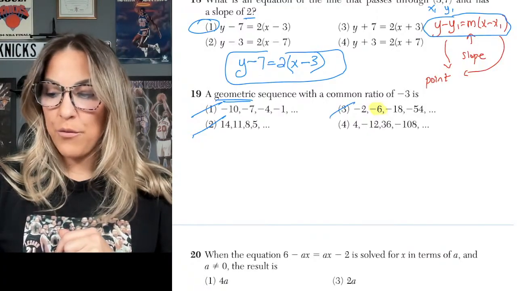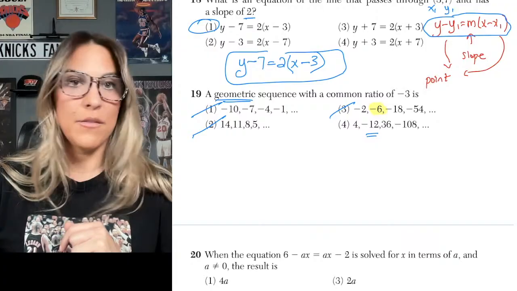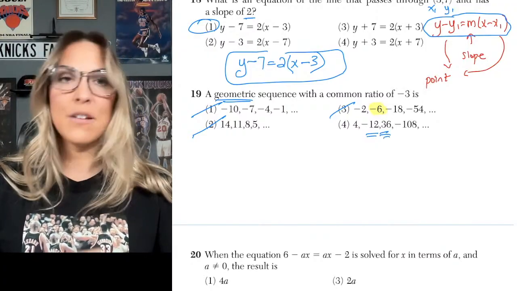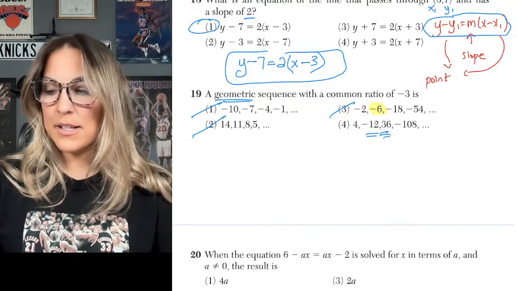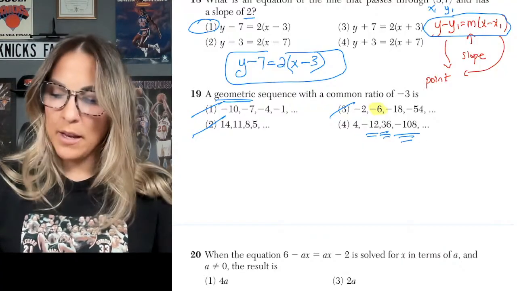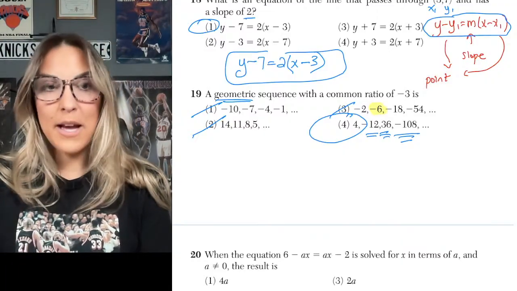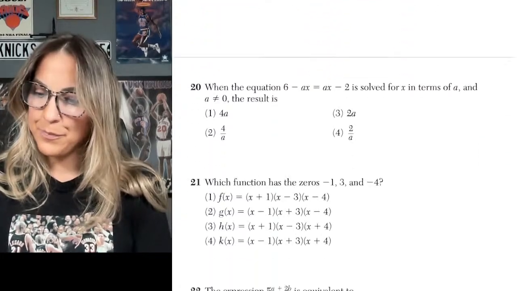Answer choice number 4: if I do 4 times negative 3, I get negative 12. If I do negative 12 times negative 3, I get positive 36. Positive 36 times negative 3, negative 108. 4 is my answer choice. Common ratio: the number you multiply a term by to get to the next term.